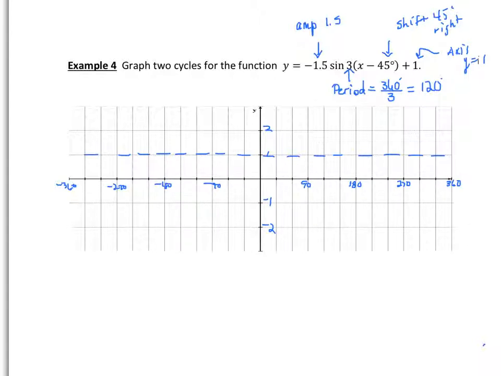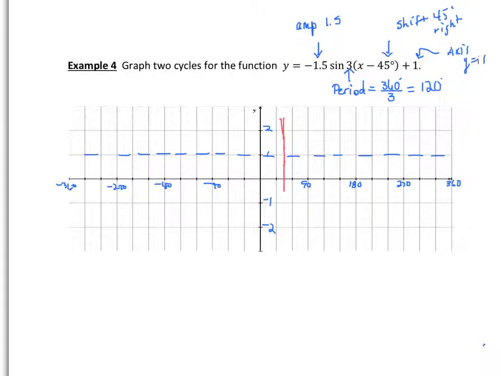Okay, now we know that the amplitude is 1.5, and we know the phase shift is 45 degrees to the right. So that means at 45 degrees, we're going to have the left-hand side of our box, and it's going to go 1.5 units above the axis. Sorry, not drawing that very well, and 1.5 below.